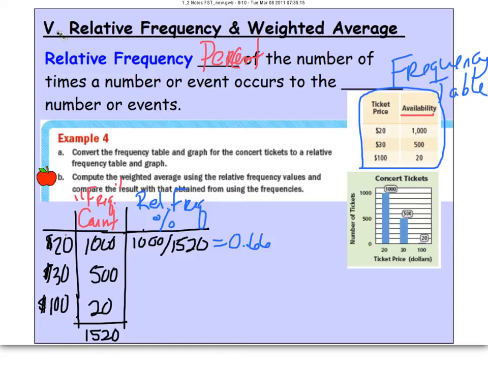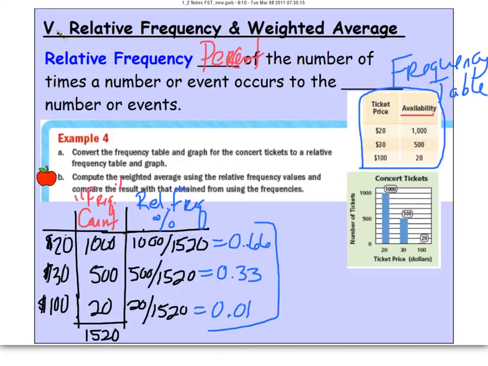Well, how many $30 tickets were there? Well, there's 500 over the total of 1,520. That percent kicks back at a decimal of 0.33, about 33%. And then the last one would be 20 over 1,520, and that's going to kick back at about 0.01, so approximately 1%. So the relative frequency here can be listed as a percentage or as a decimal.